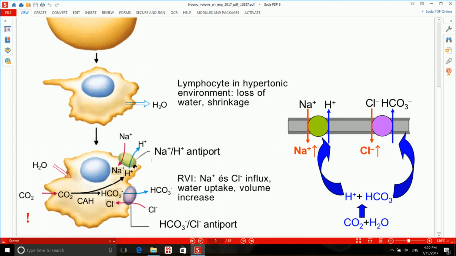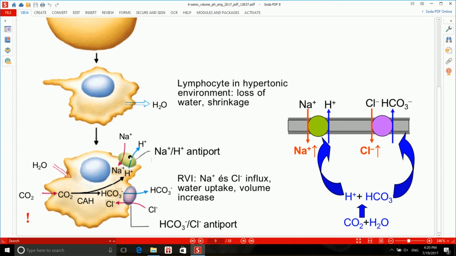So you may think to yourself, wait a minute, in order for water molecules to come back into the cell, the cell needs to gain ions. Now, okay, sodium ions coming into the cell is gaining ions, but at the same time it's losing hydrogen ions. So what is the use? What is really the use of these antiporters?